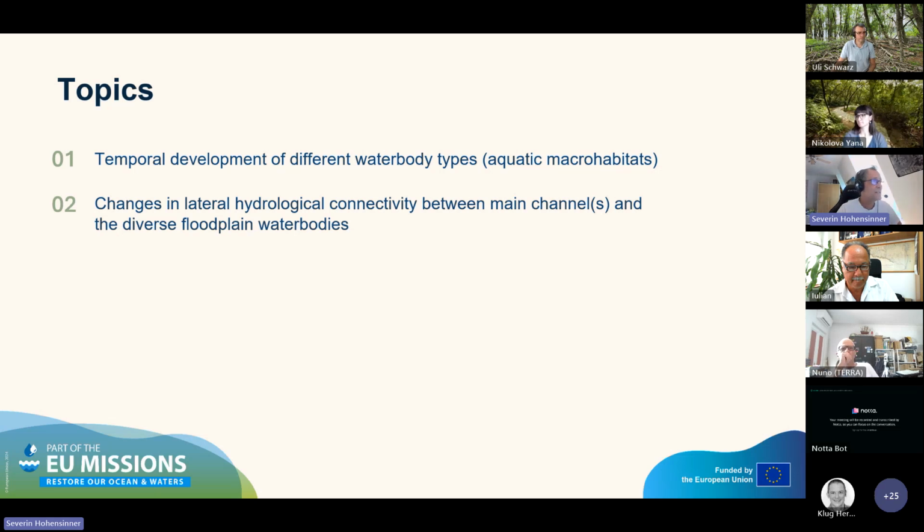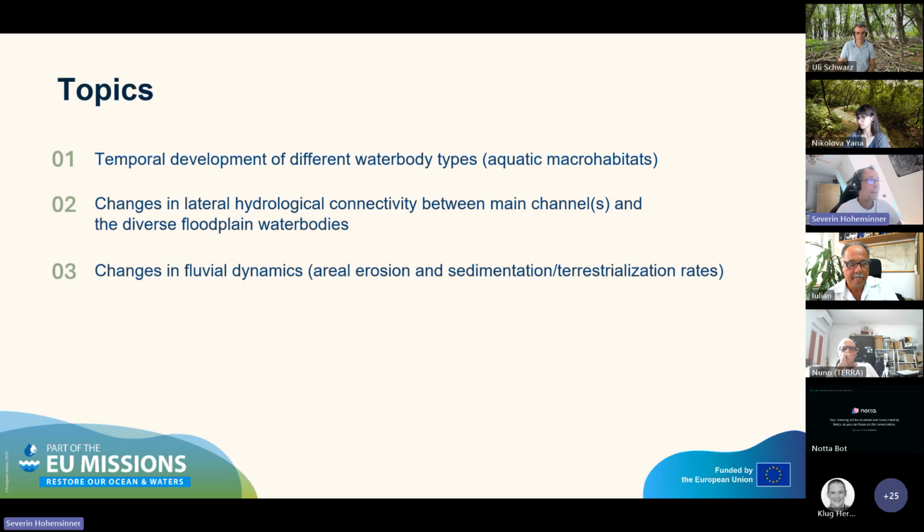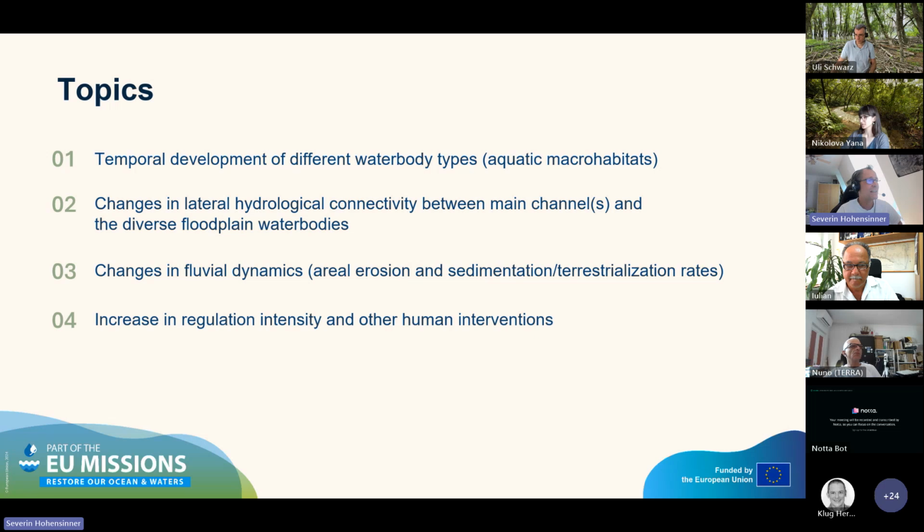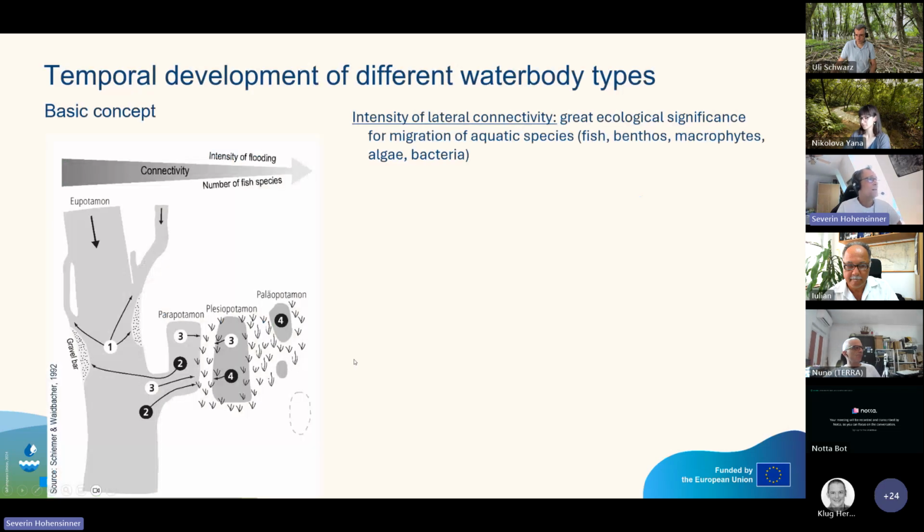Then the changes in lateral hydrological connectivity between the main channel or main channel arms and the different floodplain water bodies. This is more or less the core analysis. Then changes in fluvial dynamics, areal erosion and sedimentation or terrestrialization rates, and then also the increase in regulation intensity and other human interventions. These are the metrics that I want to show you now.